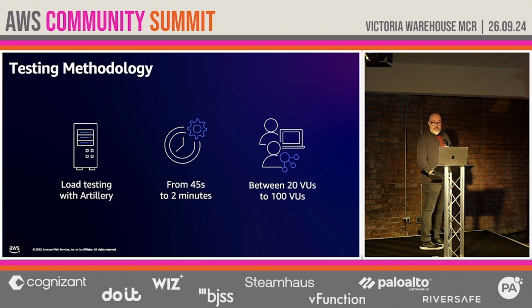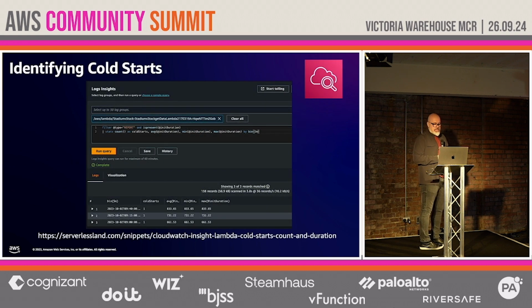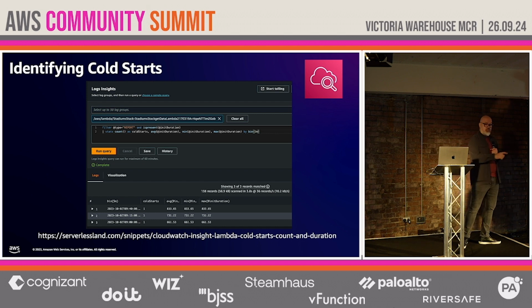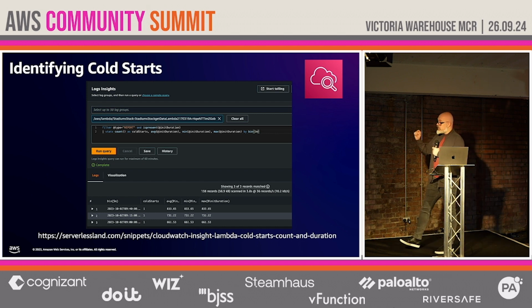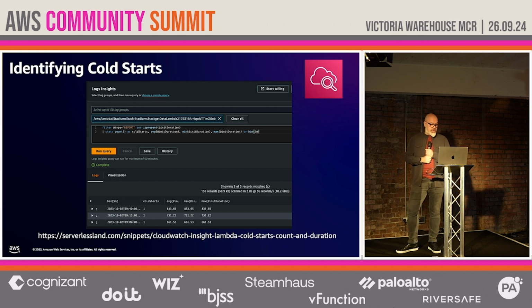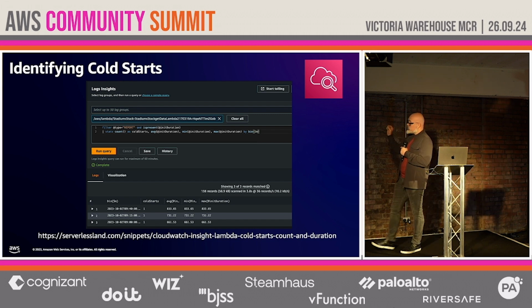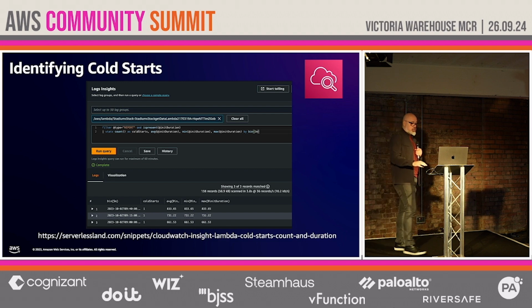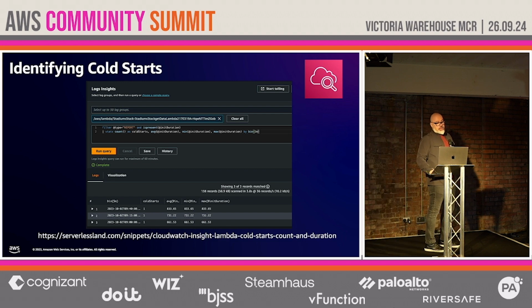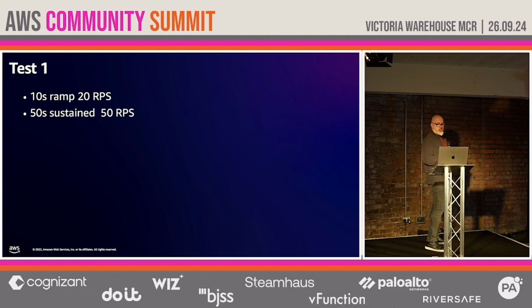Perfect, so let's see how it went. One thing before we start, I want to share this trick. If you are looking for cold starts in your Lambda function, in Lambda Insights, you can find information on how many cold starts you have for a specific function. There is a query, very handy, that you can find in Serverless Land. And in CloudWatch Insights, you can find all the information needed for your Lambda. Okay, so with that, we have enough information to see how it goes.